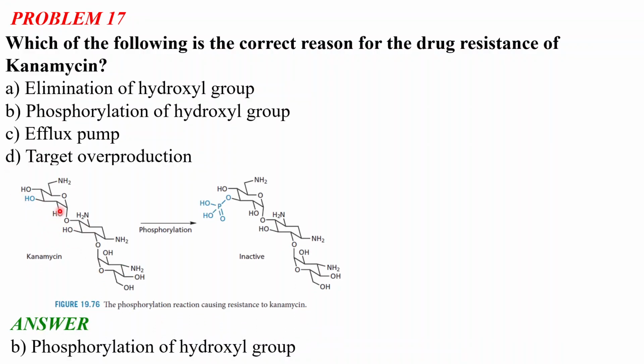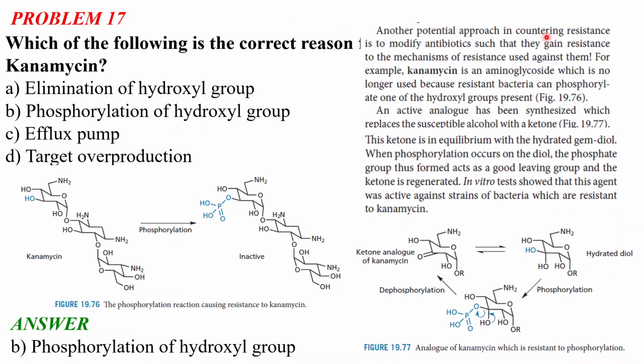This is kanamycin. As you can see, there are several hydroxyl groups. The phosphorylation of a hydroxyl group makes this particular drug inactive. Another potential approach to countering resistance is to modify the antibiotics in such a way as to defeat the mechanism of resistance used against them.